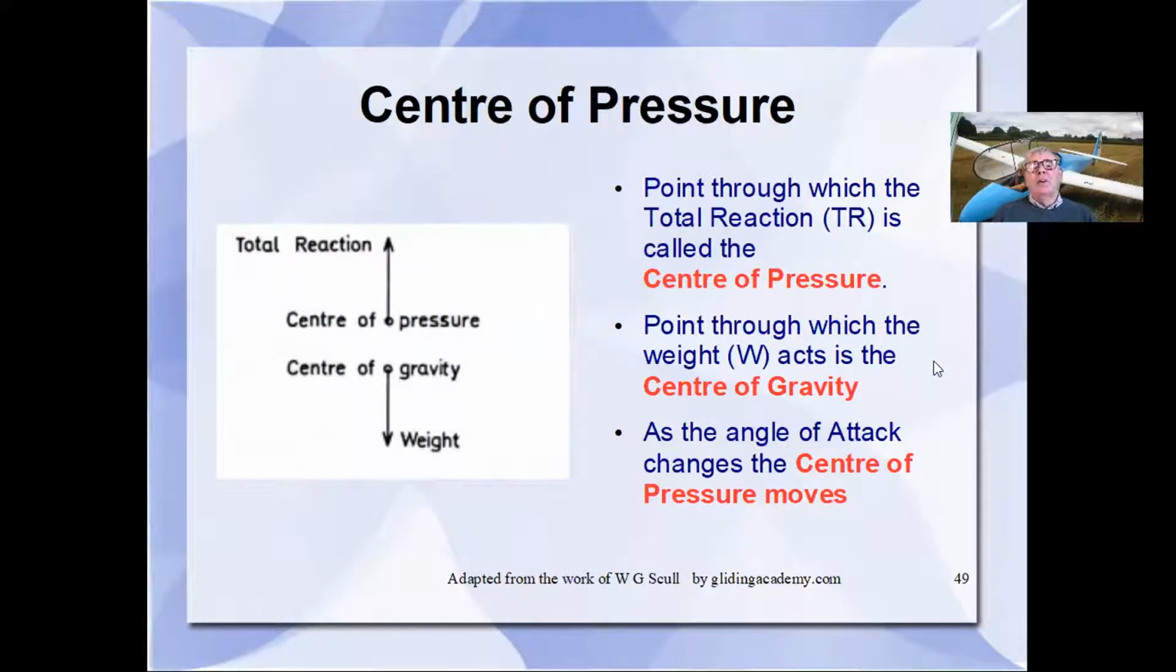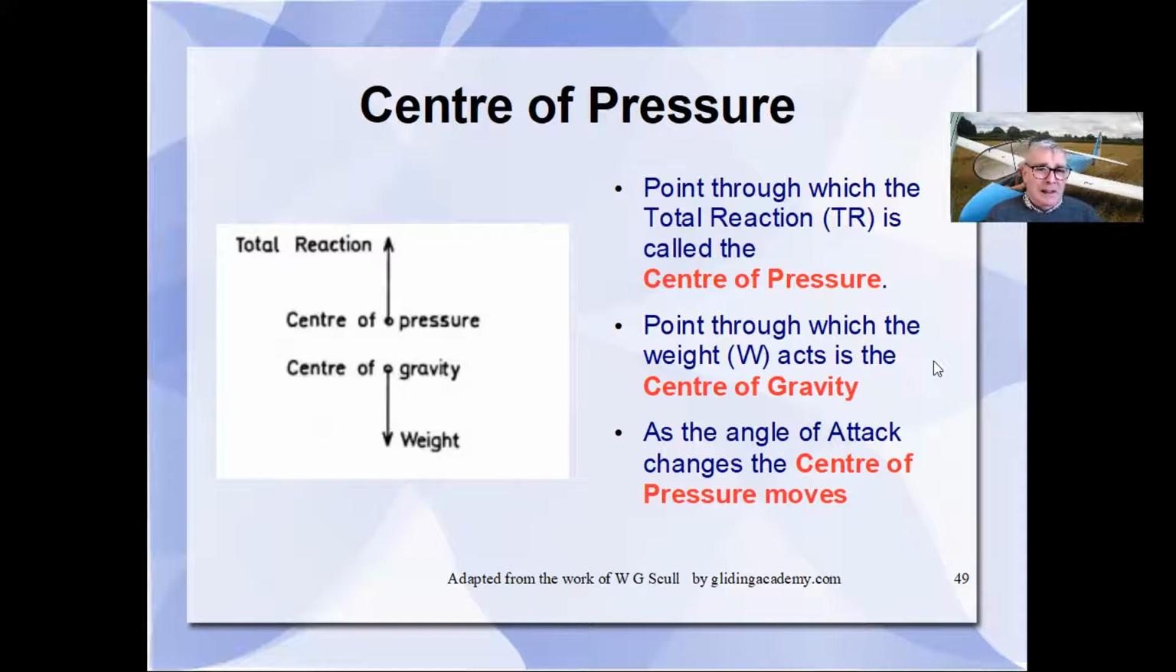Now let's talk about the center of pressure. The center of pressure is the point through which the total reaction is taken to act. And the center of gravity is the point through which the weight acts, if you like, the balance point. So if we were to hold the object up at that point, it would be equally balanced. It wouldn't tip forwards or backwards.